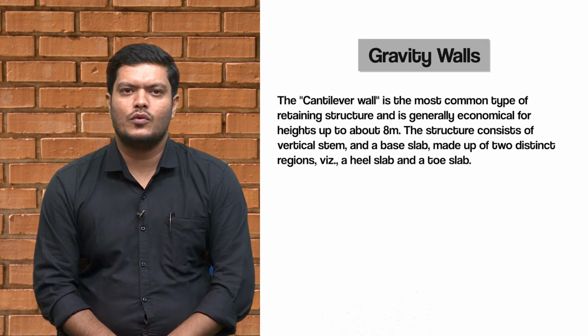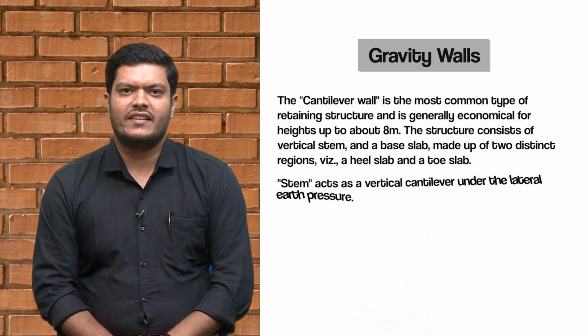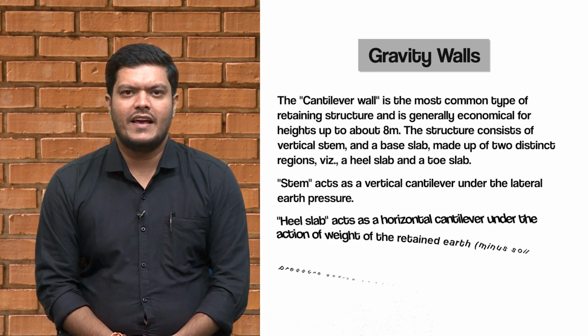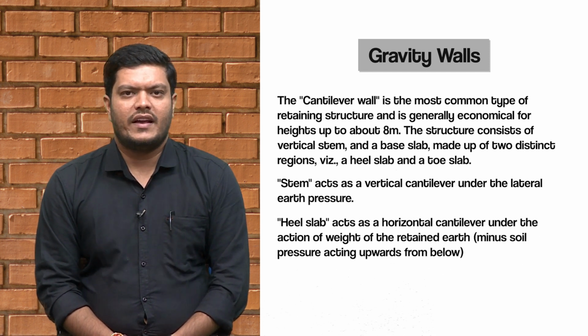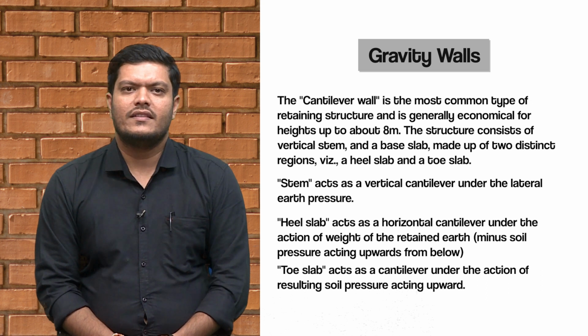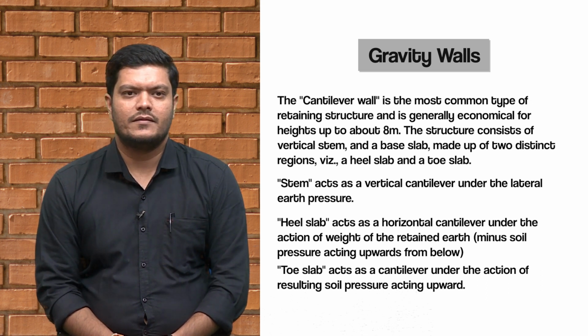The cantilever wall is the most common type of retaining structure and is generally economical for heights up to 8 meters. The structure consists of a vertical stem and a base slab made up of two distinct regions, a heel slab and a toe slab. The stem acts as a vertical cantilever under the lateral earth pressure. The heel slab acts as a horizontal cantilever under the action of the weight of the retained earth minus the soil pressure acting upward from below. The toe slab acts as a cantilever under the action of the resulting soil pressure acting upward.